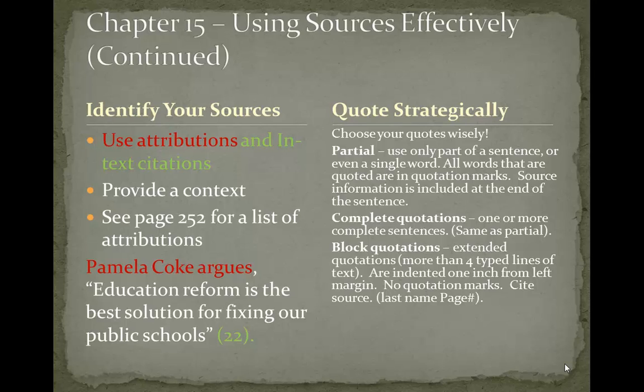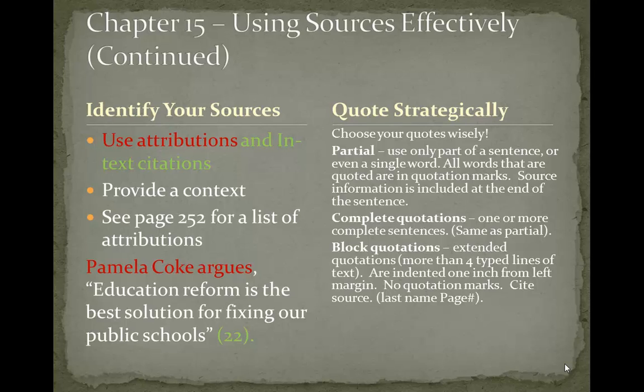You can use a partial quotation, a complete quotation, or a block quotation. Partial quotations only use part of a sentence, or as little as 1 or 2 words. All of the words that are not your words need to be in quotation marks. And at the end of the sentence, the source information is included, last name and page number. For complete quotations, which is usually 1 or more sentences, everything that is a quote needs to be in quotations. And at the end of the quotation, you include the last name and the page number before the period.